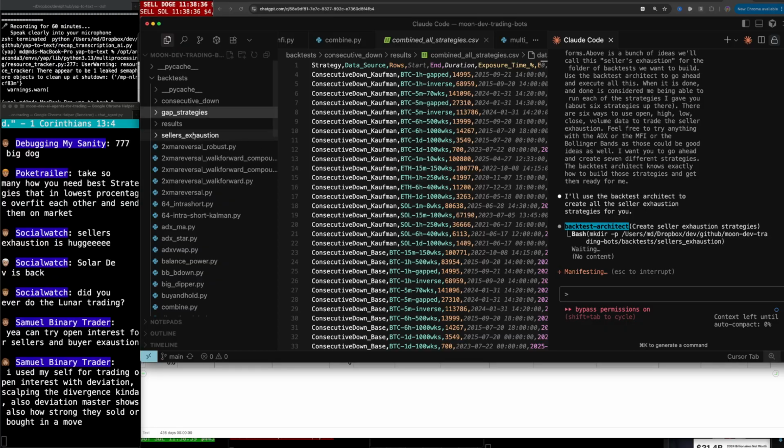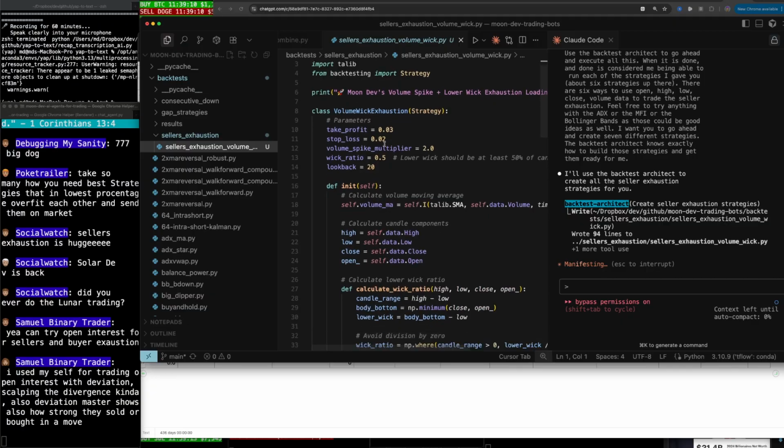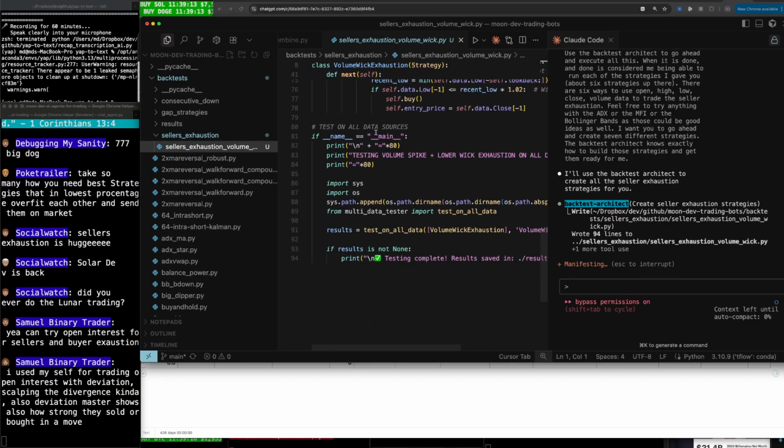So you can see it said seller's exhaustion here. So now it looks like it's cooking. This is kind of crazy. We'll see what happens here. Let's see if she can make the crazy part actually be crazy. Let's see if she can do it. She's done with one of them. Test on multiple datas. Let's see if we can run it.